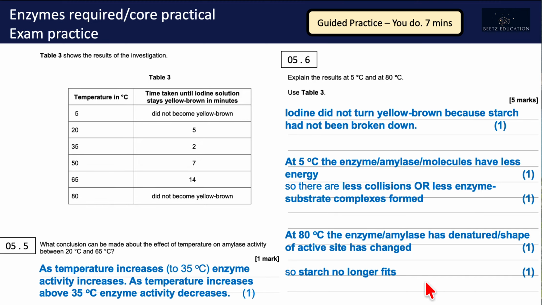What about 80 degrees? Well, again, it's not become yellow. The iodine has not become yellow. In this case, though, it's not to do with the energy of the molecules. It's to do with the fact that the enzyme or amylase is denatured, or you could have said the active site has changed shape, and therefore the starch will no longer fit.